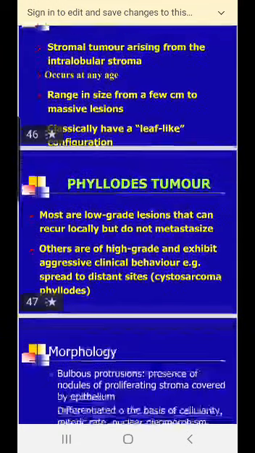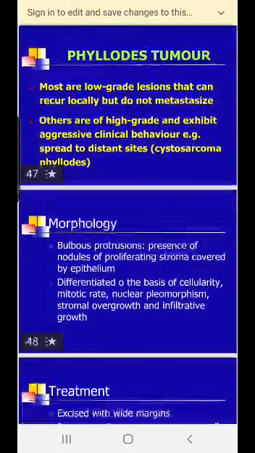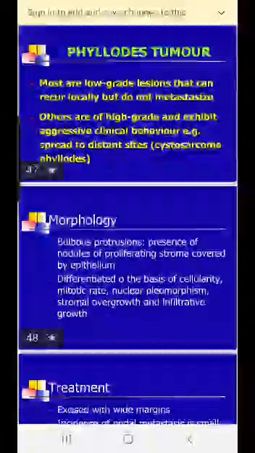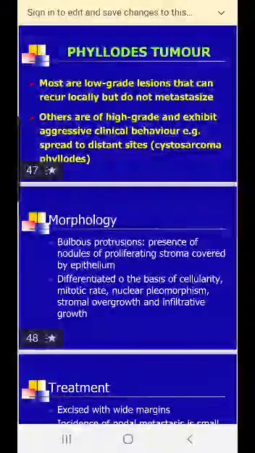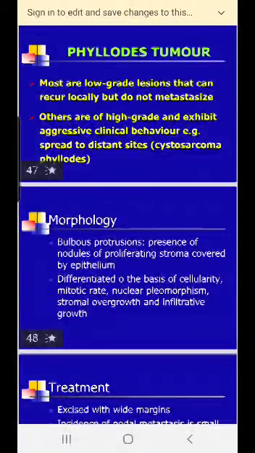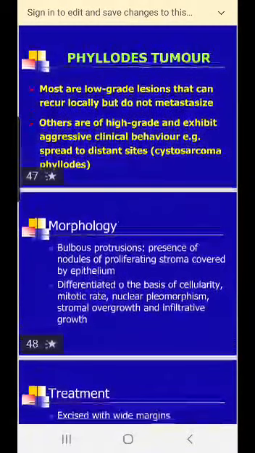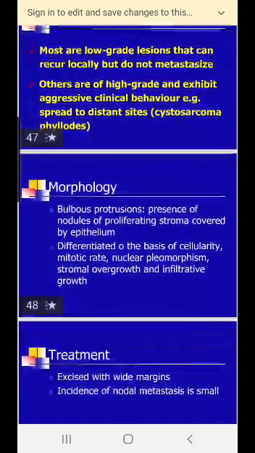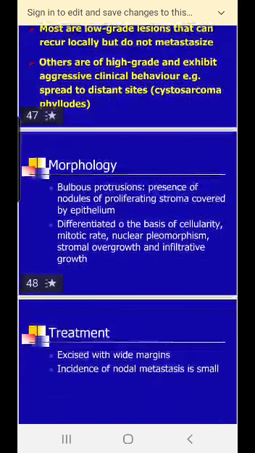It occurs at any age, and it can be from a few centimeters to massive lesions depending upon how long they have been present inside the body. They are basically low-grade lesions, but they reoccur, and because they reoccur locally, excision biopsy is not enough for them. You have to remove the surrounding breast tissue also. Extended excision has to be done in cases of phyllodes tumor, because they might reoccur. That is the treatment option for phyllodes tumor, unlike fibroadenomas in which you just remove the lump, and that's the treatment. Here you have to do an extended excision. The low grade ones just reoccur and do not metastasize, but the high grade ones have shown malignant characteristics, and they have metastasized to distant sites.